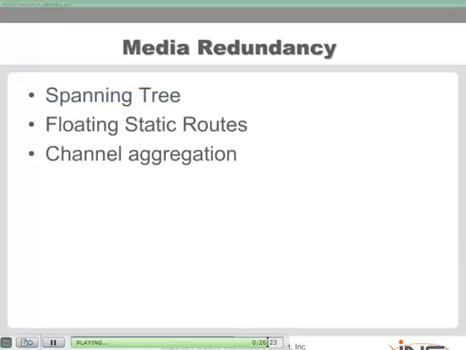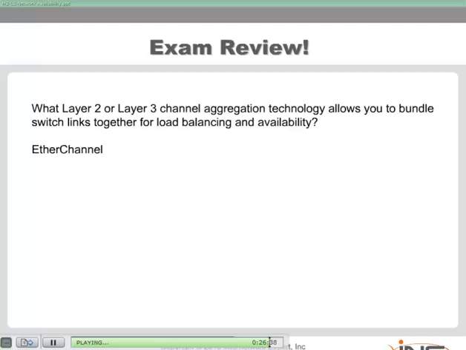But by way of review for this lesson on high availability, I ask you what layer 2 or layer 3 channel aggregation technology allows you to bundle switch links together for load balancing and availability. And of course, the answer is EtherChannel. But this reminds me to tell you about another channeling technology. That one, EtherChannel, we're going to see in the LAN typically because we are bundling together links between switches. But let me tell you about another technology that we might see in the wide area network.